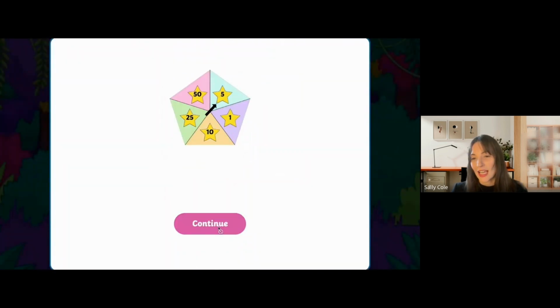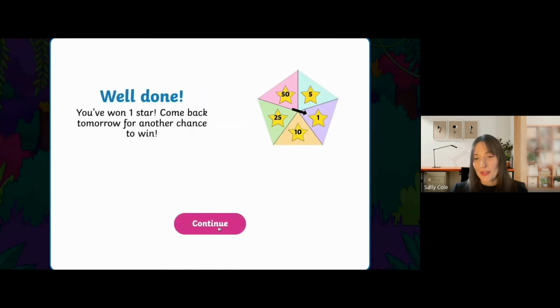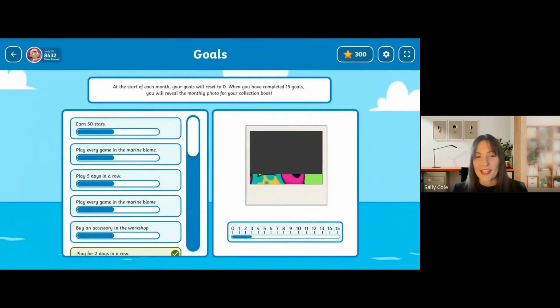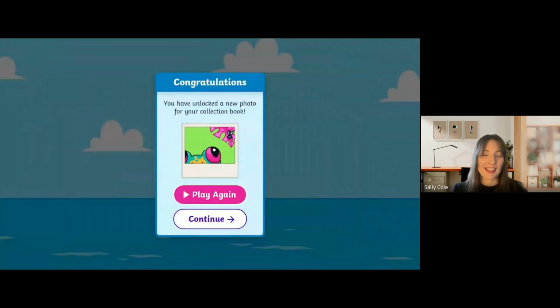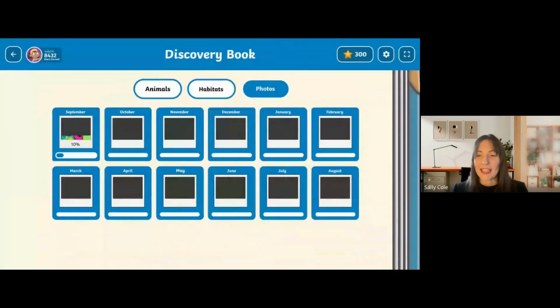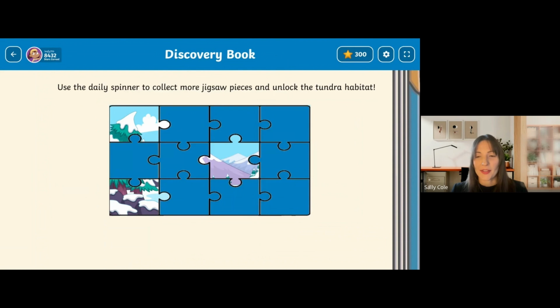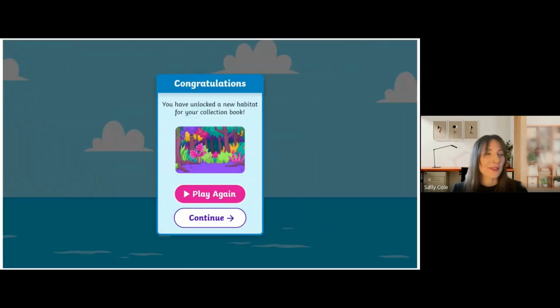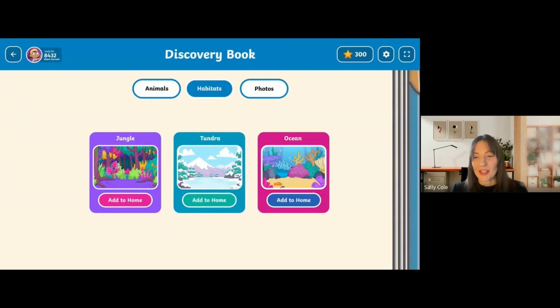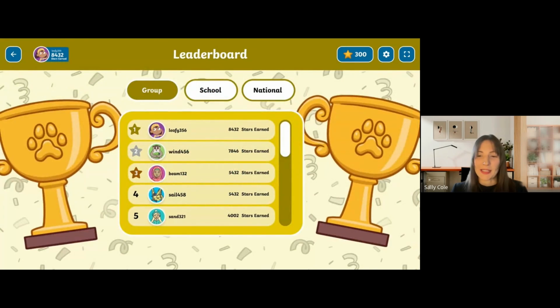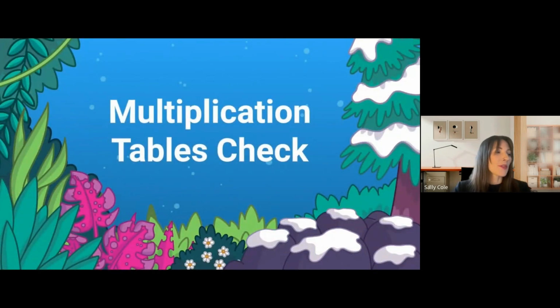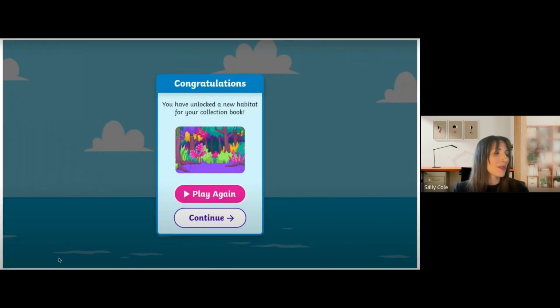There's also a daily spin, which at the moment is just stars whilst we get those other exciting gamification features out, but these things are coming in the next couple of weeks. So there are also weekly and monthly goals, and the goals unlock a wildlife photograph. So it's sort of like it's been caught on a wildlife camera. And then we've got the backgrounds that you can also unlock with the jigsaw pieces, which will be in the daily spinner.